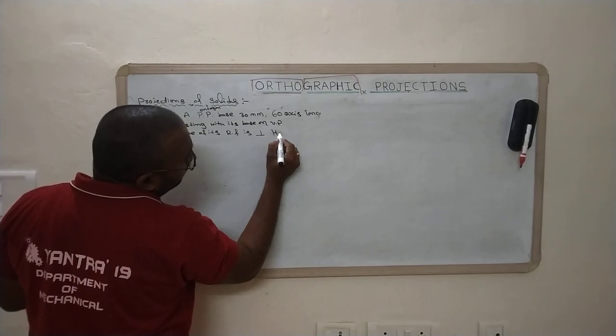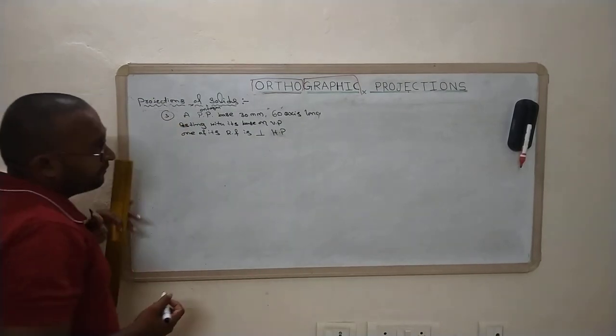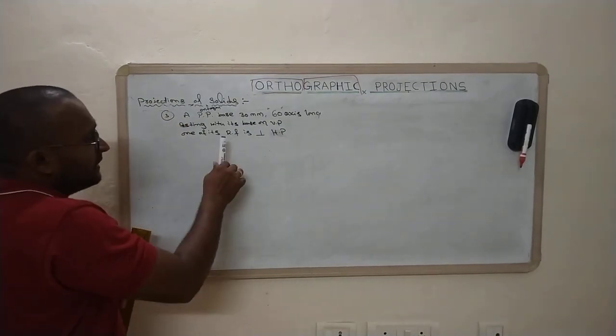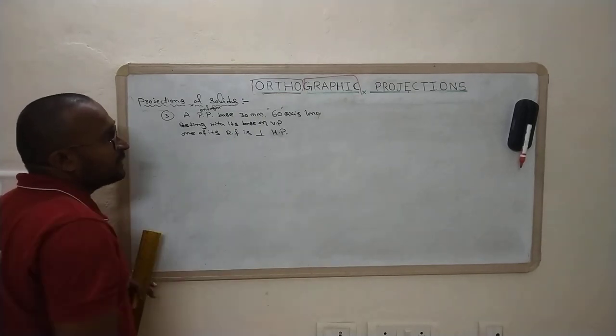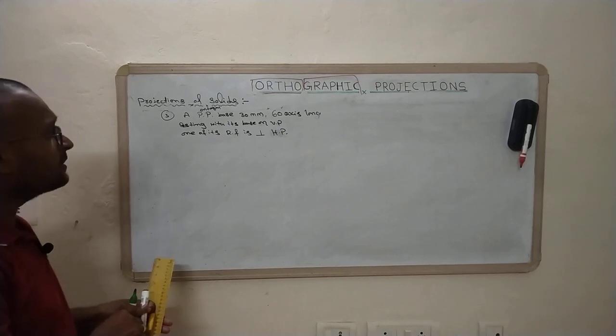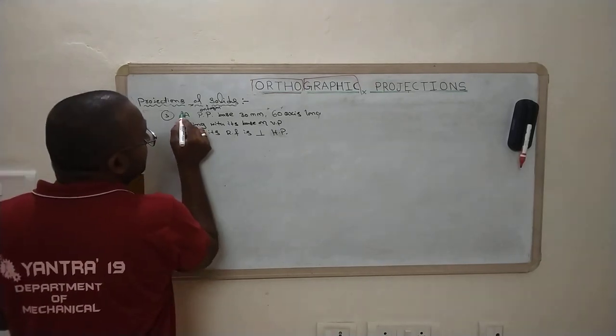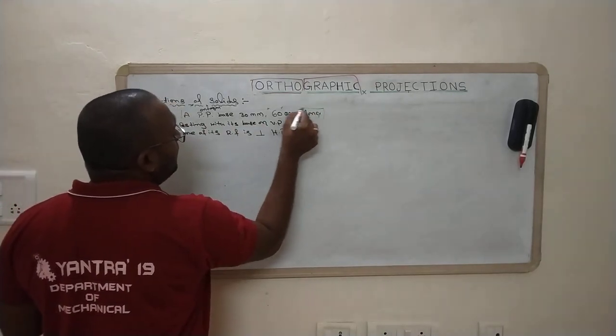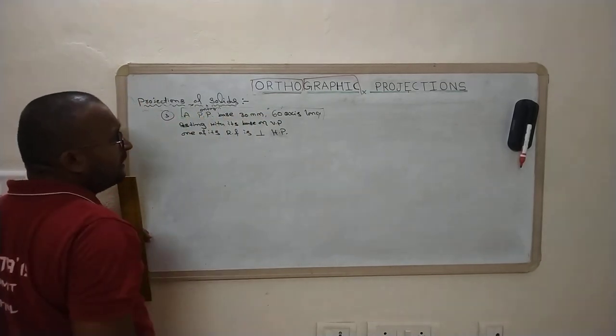Perpendicular to HP. One of its rectangular faces is perpendicular to HP. This is the problem statement. Here the first condition is the position of the geometry of the solid.